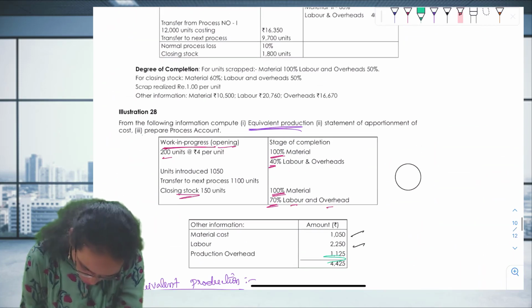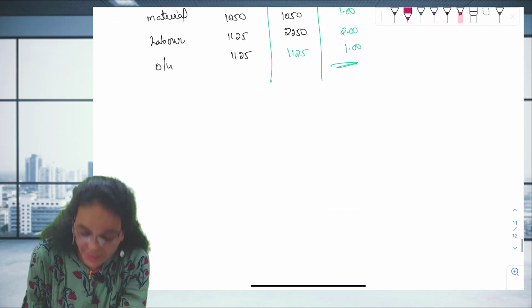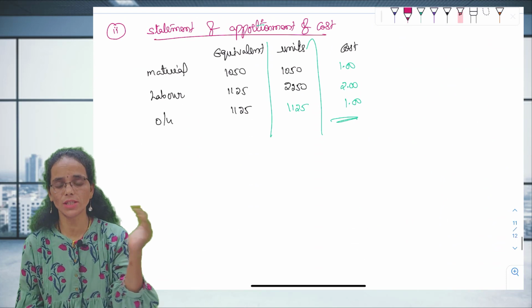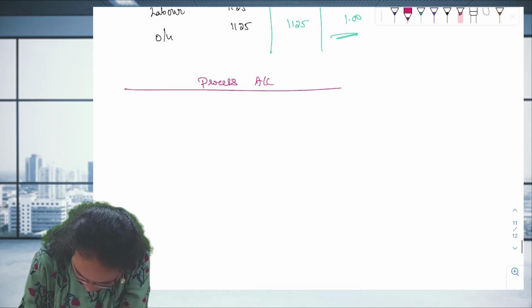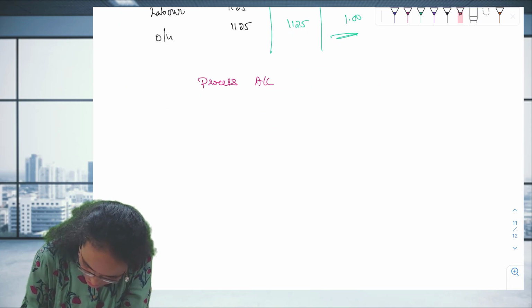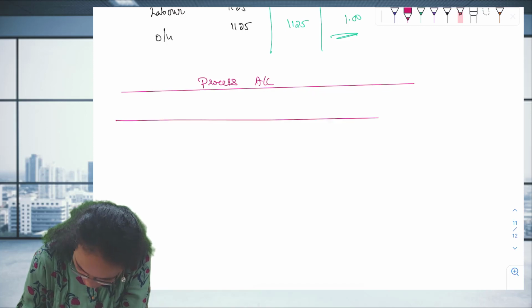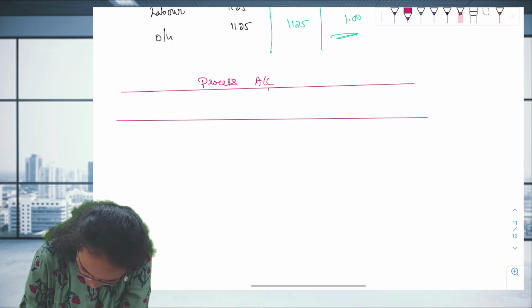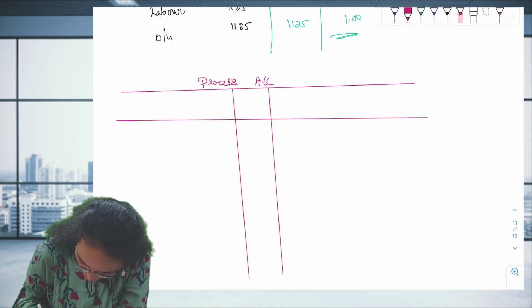Next one, prepare process account. See, in the previous class we have already seen what a process account is. So for the process account, take two columns.